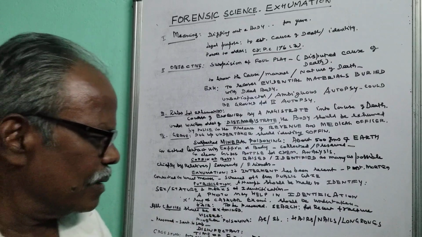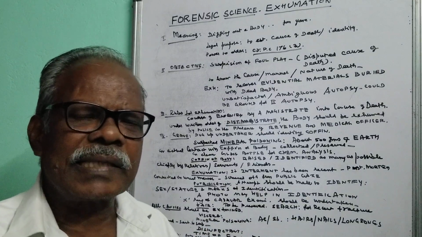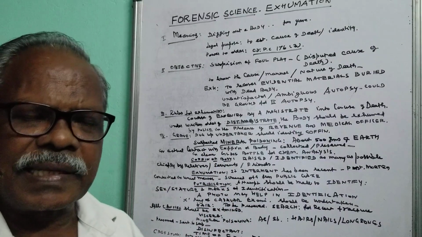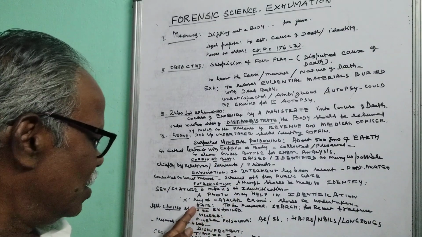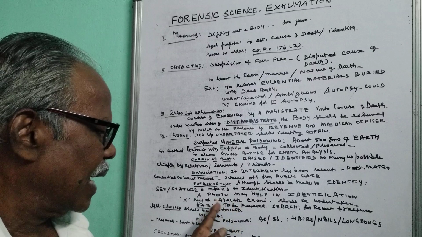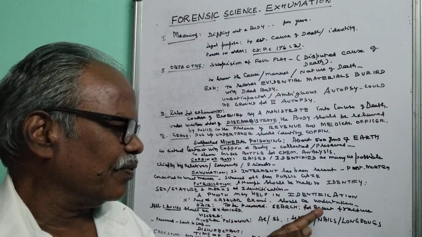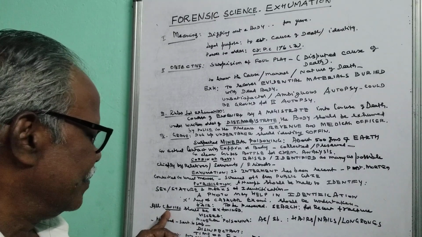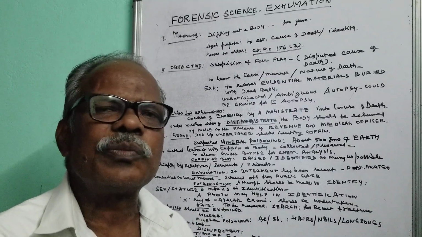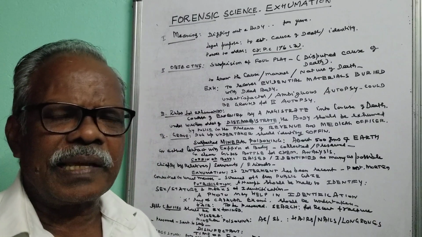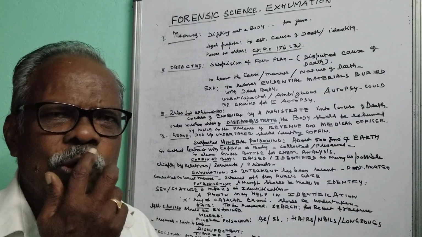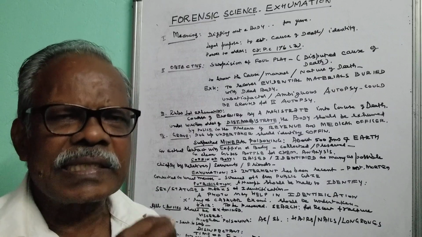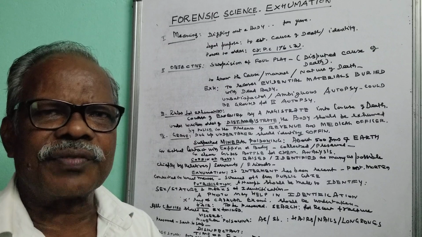Then in case of suspected mineral poisoning, the hair and nails should be preserved. Search for recent fracture. Suppose a recent fracture is there, that also should be identified. And all cavities should be identified. Cavities means the anus, eye, nose, mouth, ear. These cavities should also be identified carefully.